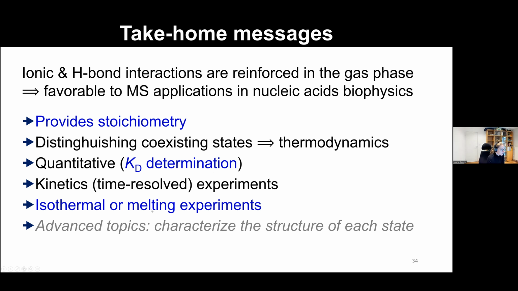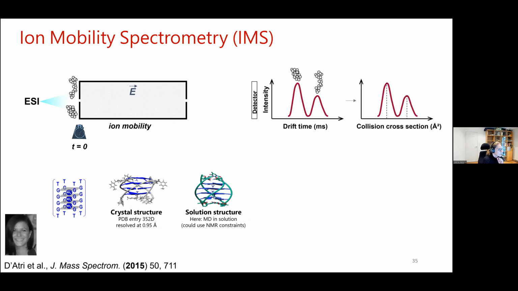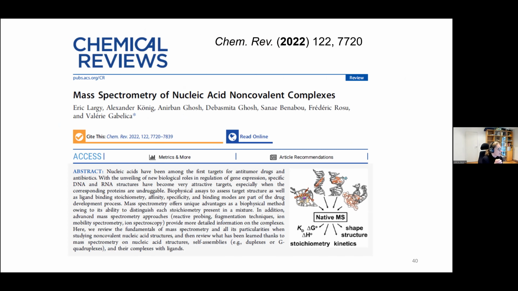Also, if you can control the temperature of your source, you can do either isothermal or melting experiments. And we have shown how doing this together can help, thanks to the direct assay of mass spectrometry as a function of temperature, to solve some apparent discrepancies between different types of assays. If you have questions, I have a few slides of some more advanced topic, which is the characterization of the structure of each state with mass spectrometry, but it's more like an advanced mass spectrometry topic. So I will skip this for the moment and take the time to acknowledge my team.